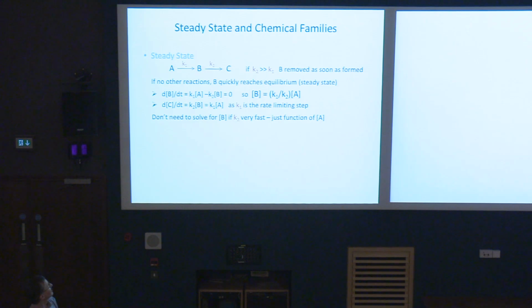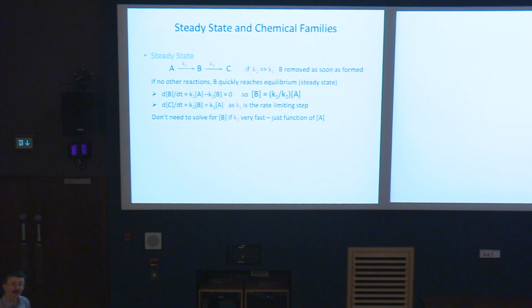So what we're saying is that if there's no other reactions involved, then we can consider B in steady state. It's in equilibrium. As soon as it's formed, it's removed. The rate of formation of B is the product of A times reaction rate 1, and the loss is reaction 2. Basically, that equals 0, because we're not changing. As soon as it's formed, it goes on to form C. So effectively, we can rearrange this equation, and B is then simply a function of reactant A, with proportionality dependent on the ratio of the two reaction rates.